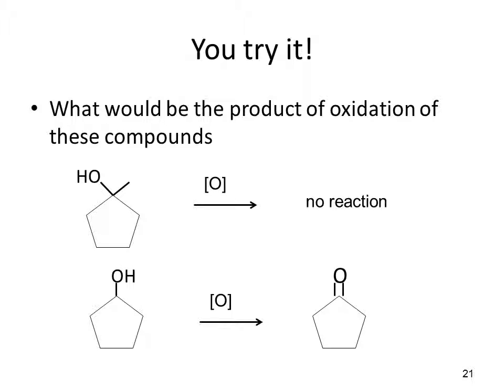With the next one, it is a secondary alcohol, so there's only 2 carbons attached to the carbon that has the oxygen on it, so you can remove a hydrogen there. There is a hydrogen on that carbon, so you can take that hydrogen off and the hydrogen that is on the oxygen off, and it forms a double bond so that a ketone is formed. So if you're trying to remember how this works, if it's a tertiary alcohol, there is no reaction. If it's a secondary alcohol, oxidation causes the ketone to be formed.